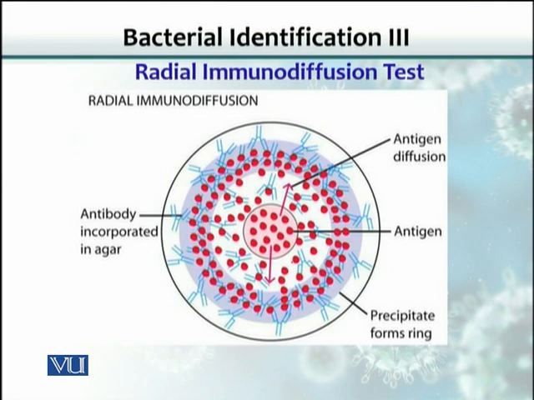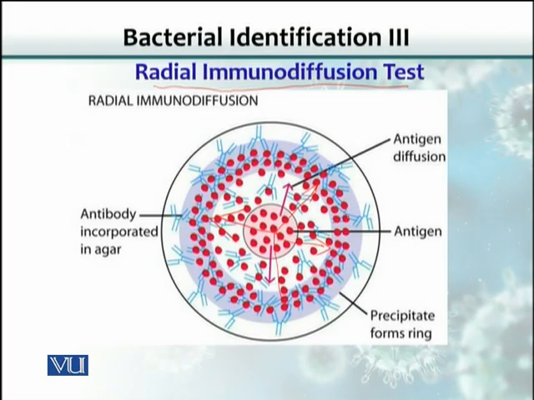And against that toxin, if we had produced antibodies, we can put that antibody in the medium, in the agar. So antibodies are basically embedded in this agar plate, and antigen is placed in a well which is in the center of the agar gel plate. What happens is that the antigen would diffuse out from this well. It would diffuse in all directions radially, and that is the reason it is called the radial immunodiffusion test.